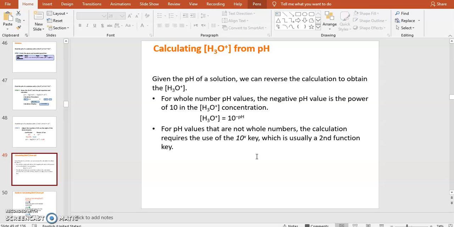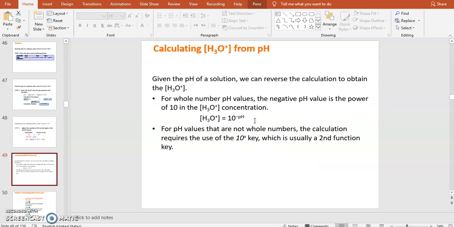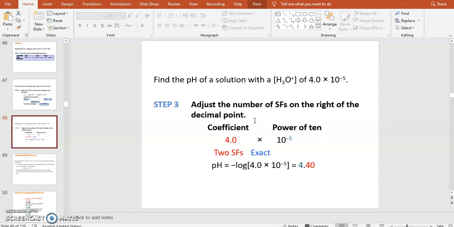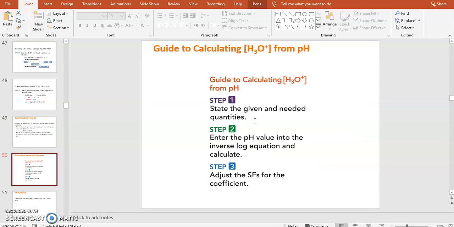To do this, we can use this formula. The hydronium ion concentration is equal to 10 to the power of minus the pH. So basically 10 to the power of minus 4.40. And then you will get the other number, which is 4 times 10 to the power of minus 5. Okay, so let's practice.